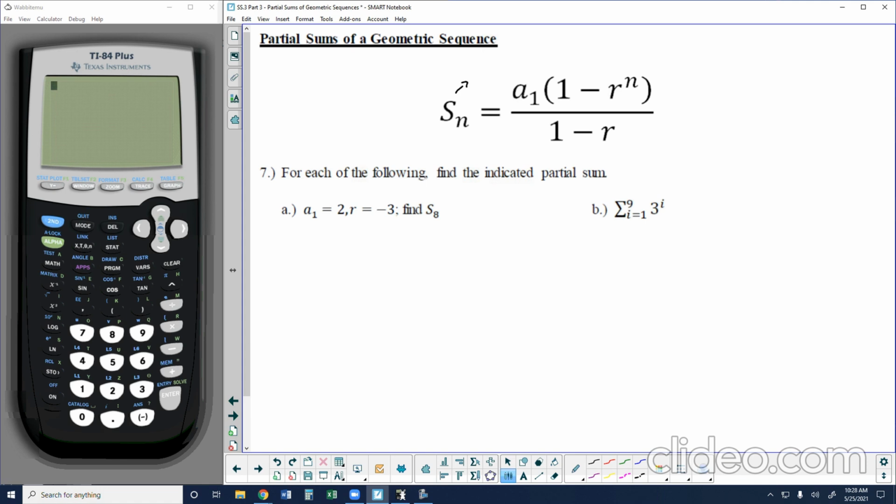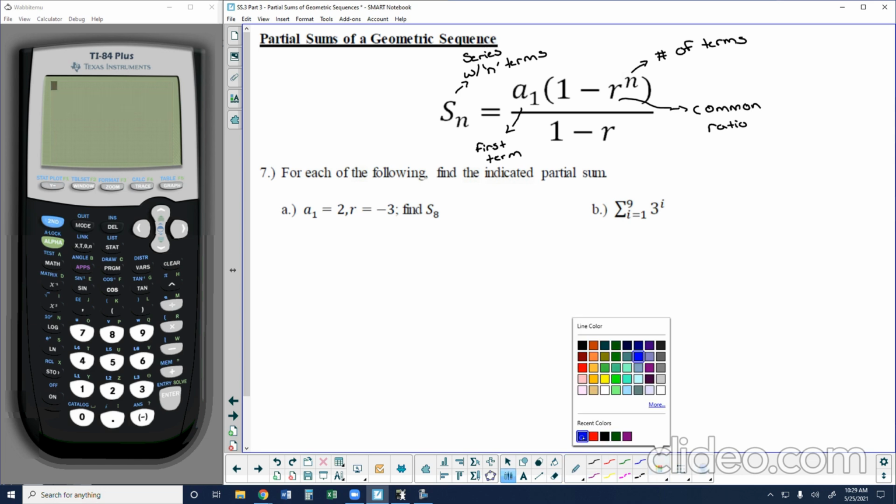S sub n is going to be a series, a partial series, but a series with n number of terms. And that's going to be equal to a sub 1, which is the first term, times the quantity 1 minus r, where r is, as we know, the common ratio, to the nth power, where again n is the number of terms. And this is all over 1 minus r. So this formula is going to allow us to find the series, or a partial sum, for any geometric sequence.